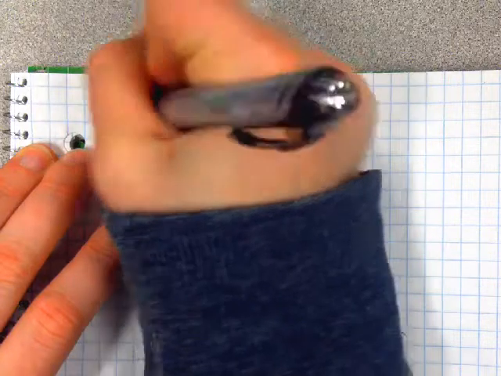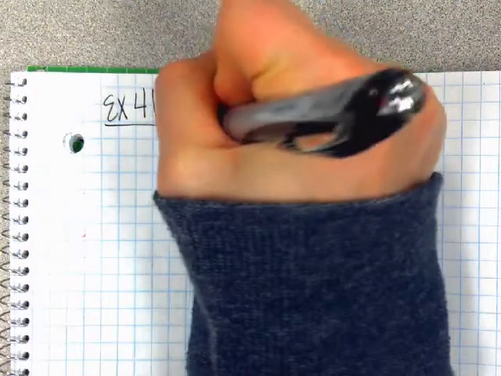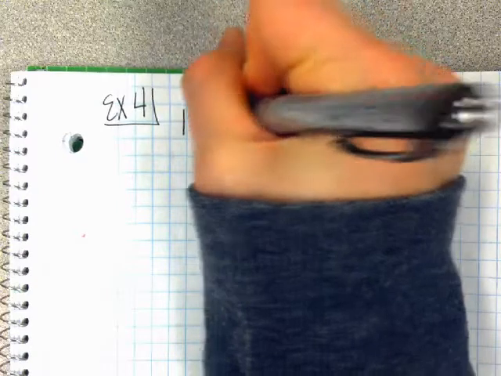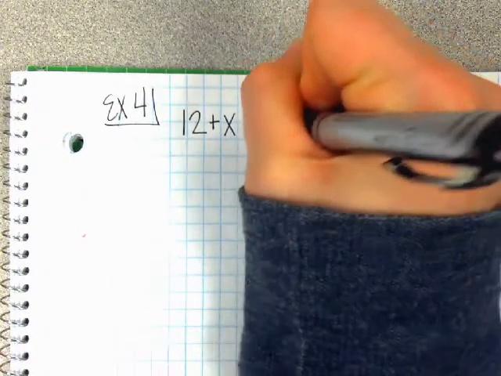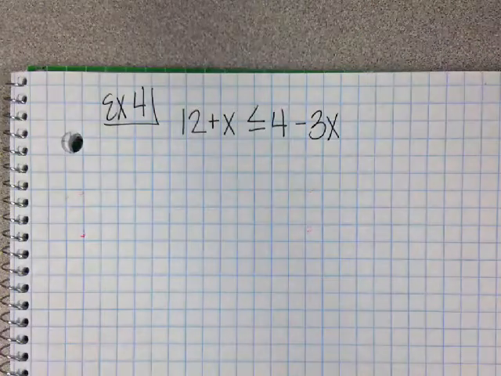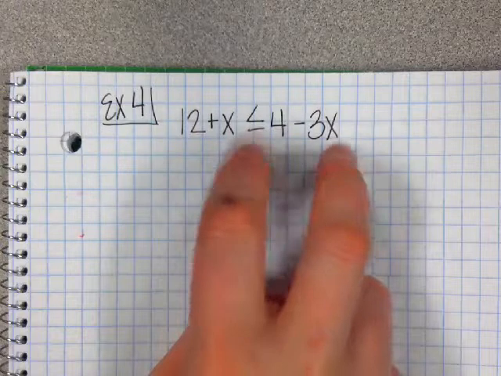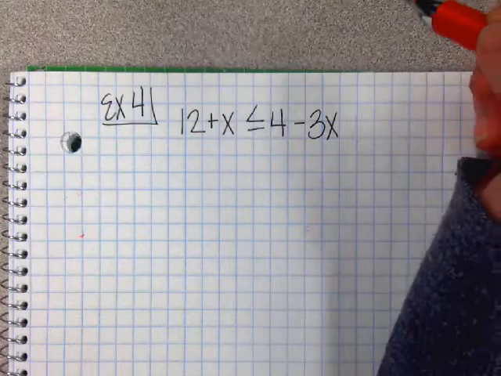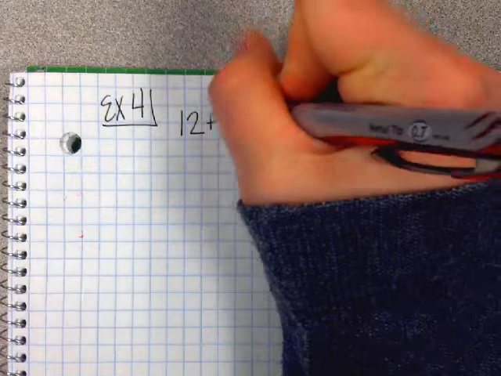Our next example is going to have that one rule that makes it different. If I have 12 plus x less than or equal to 4 minus 3x, this one is a little bit more challenging just because we have the x's on both sides. And I am going to work it both ways.